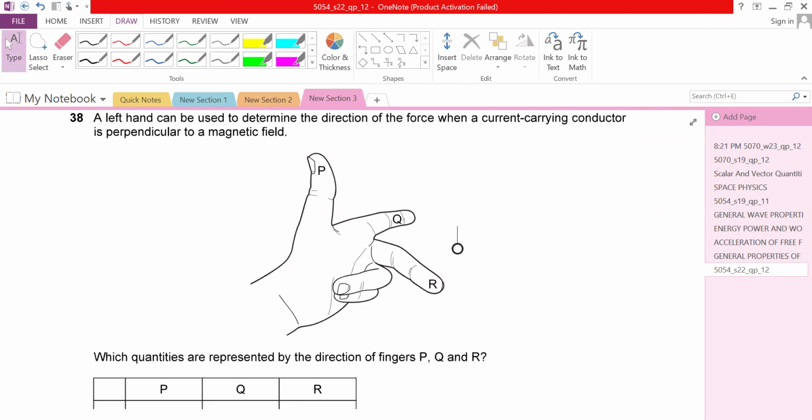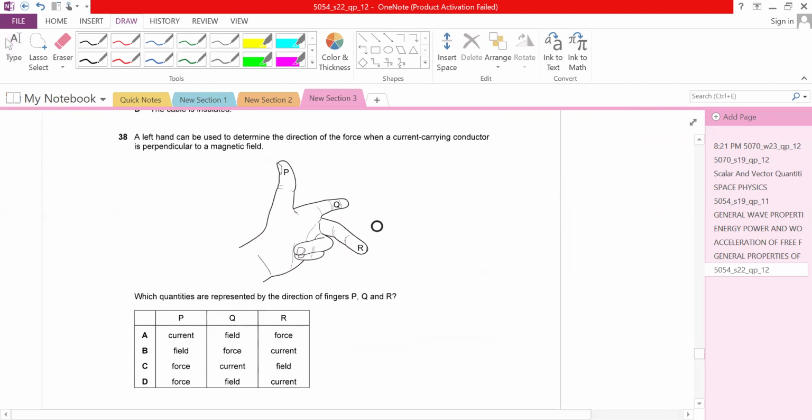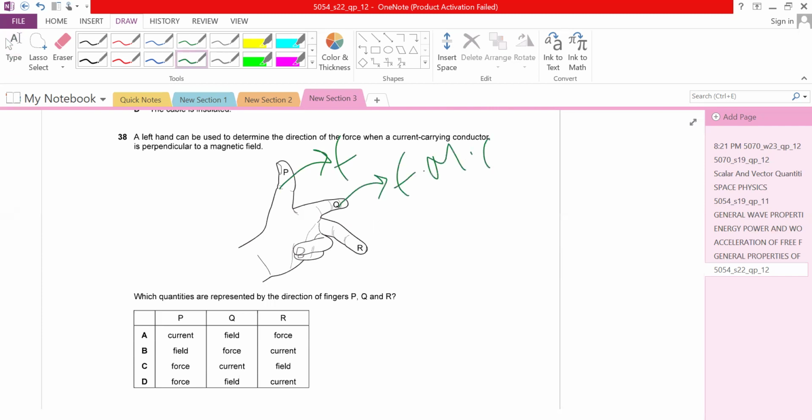Question number 38. A left hand can be used to determine the direction of the force when a current carrying conductor is perpendicular to the magnetic field. Which quantities are represented by the direction of the fingers P, Q, and R? We know that P represents the force, Q represents the magnetic field, and R represents the current. Option D is correct.